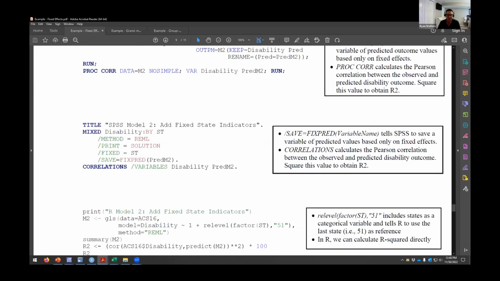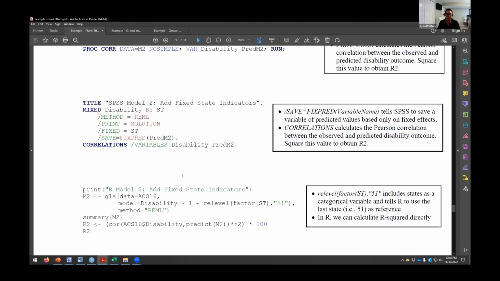In SPSS, the same thing. The difference here is in SPSS, we specify categorical predictors using BY. So disability as our outcome BY states, telling SPSS to treat state as categorical. We're going to put it as a fixed effect, and then we're going to output our predicted values based only on fixed effects, name it pred_m2, and then correlate it.